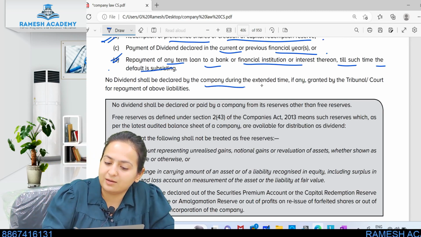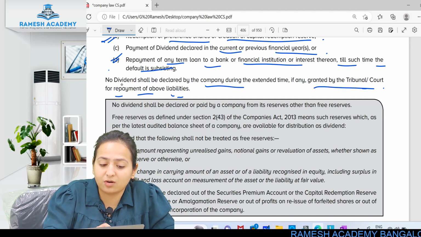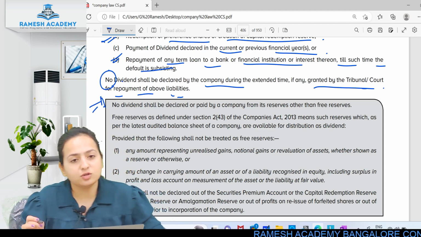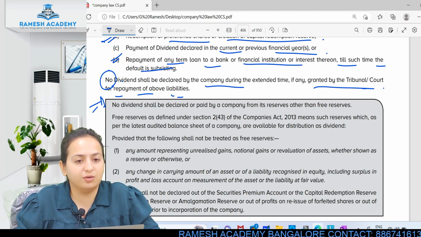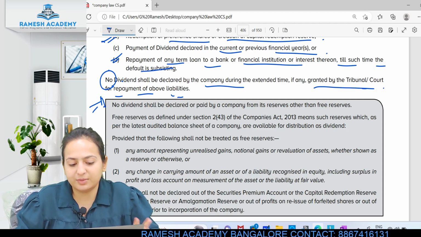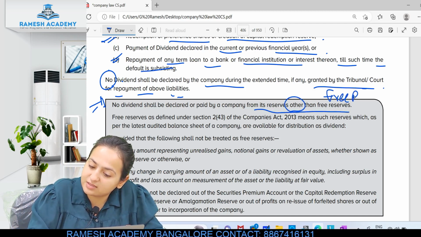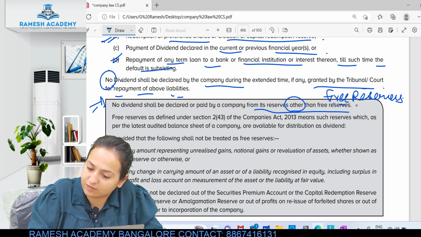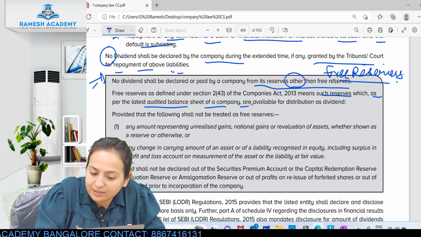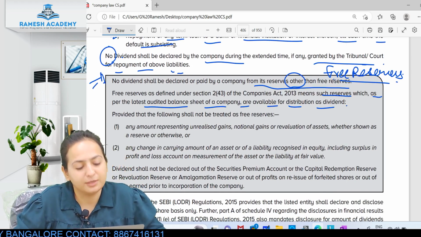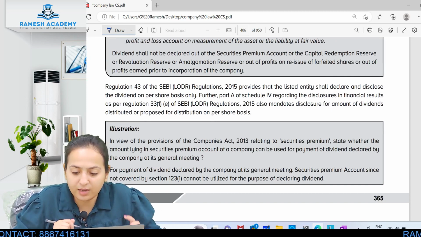No dividend shall be declared by the company if any order is granted by the tribunal or court for repayment of the above liability. So an order has been passed by the tribunal or the court for repayment of these. In such a situation you cannot declare the dividend. No dividend shall be declared or paid by the company from its reserves other than the free reserves. So only free reserves will be used for the payment of the dividend. Such reserves will be the reserves as per the latest audited balance sheet which are available for distribution of your profits. So these are some provisions relating to the dividend.